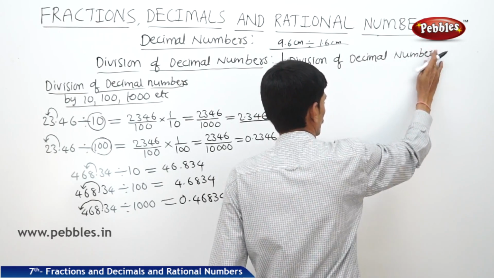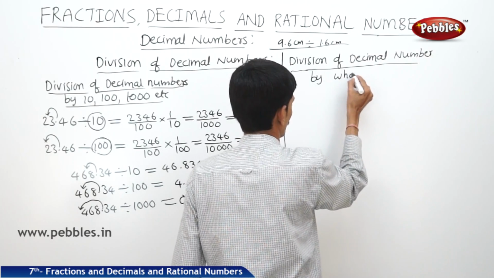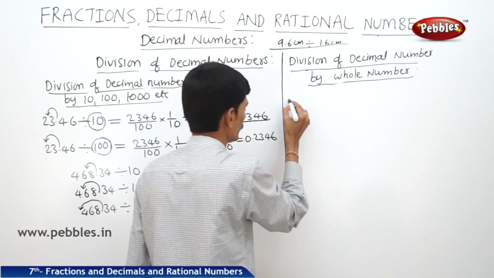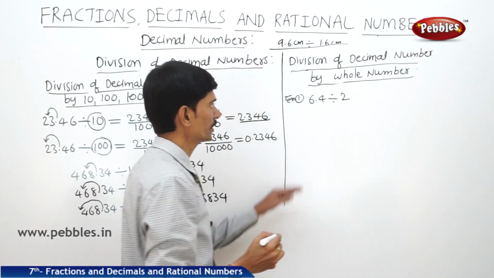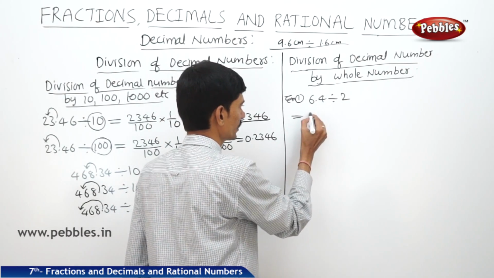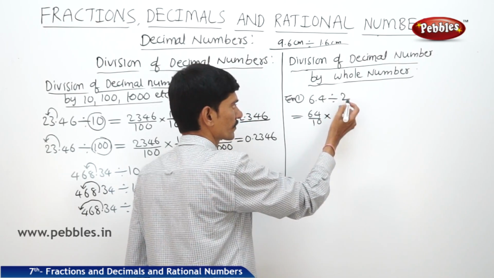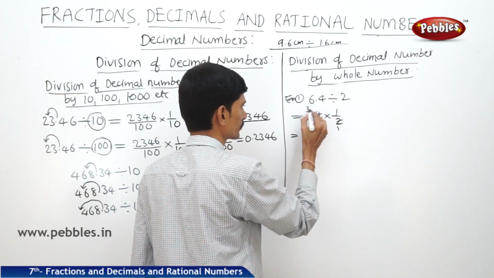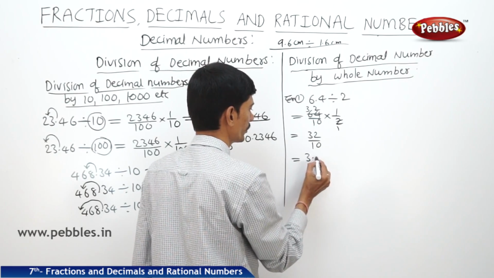Division of decimal number by whole number. For example, 6.4 is divided by 2. Here, 6.4 is the decimal number which is divided by the whole number 2. So then we write 6.4 as 64 by 10, and we write the division as multiplication, then we write the reciprocal of 2, that is 1 by 2. Now here we can cancel, 2 1s are 2 and 2 3s are 6, 2 2s are 4, then 32 1s are 32 by 10, so we get 3.2.